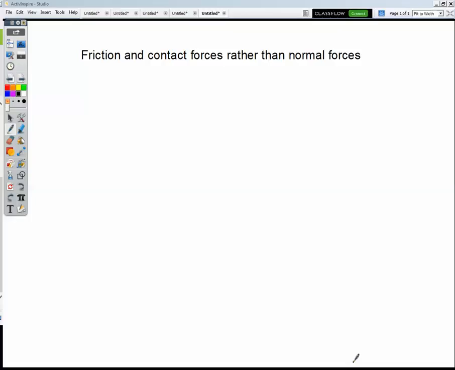In this lecture video, we're going to look at frictional forces, but instead of using the normal force in our friction equation, we're going to use contact forces. So our first example, let's say that we've got a nice little crack in a rock. That's what that is right there.